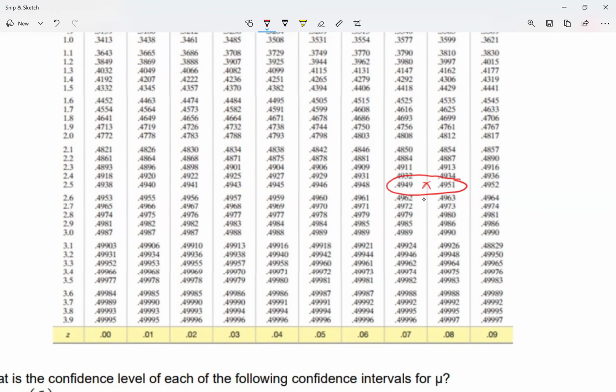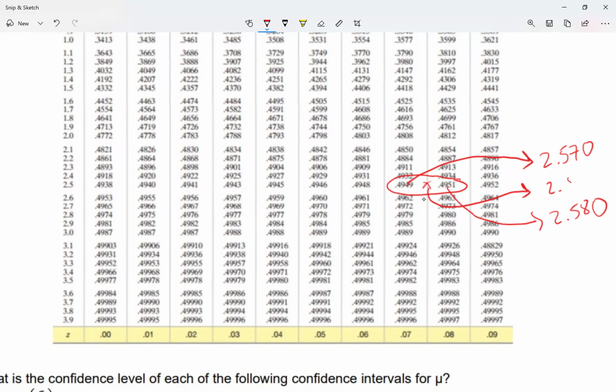I know if it was 0.4949, my C-score would have been 2.57. If it was this value, it would have been 2.58. Matter of fact, let me add an extra zero. That extra zero doesn't affect it. So now this value in between, what is right in between? I'm going to call this 2.575.